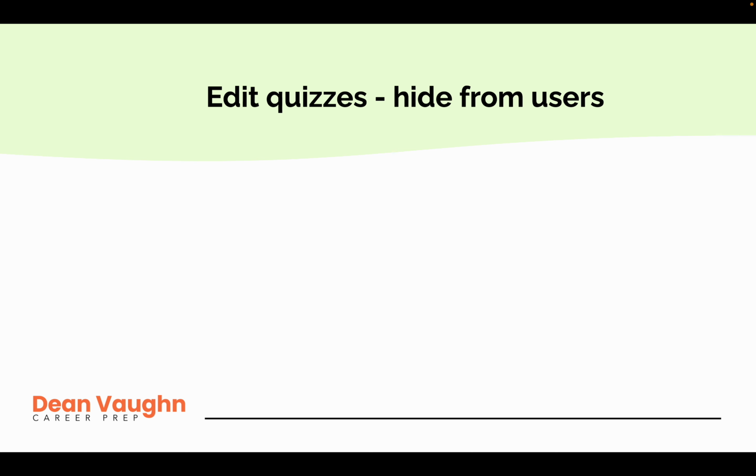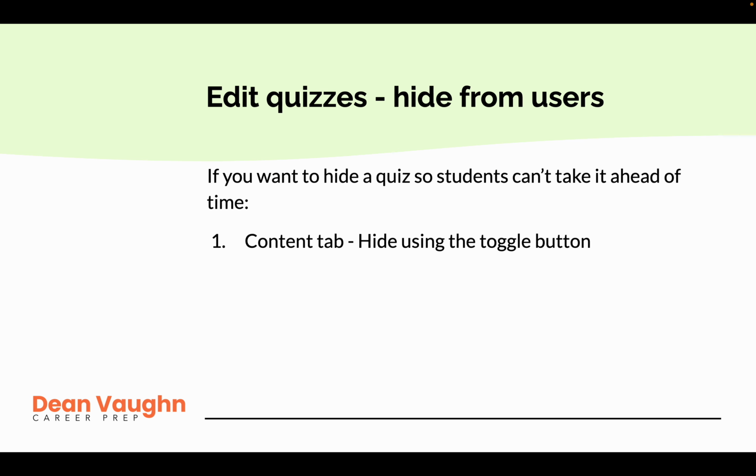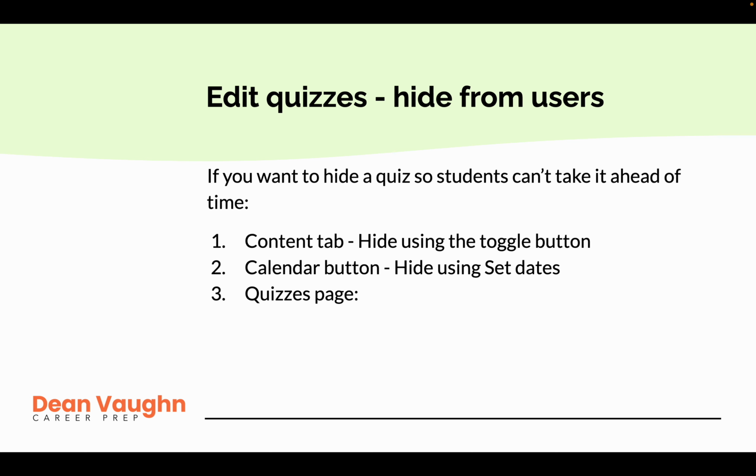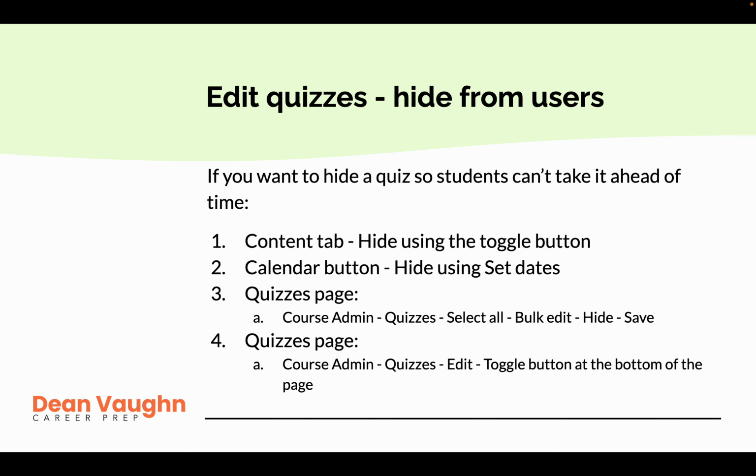So there are a couple of things you can hide and actually modify when it comes to quizzes. One of them is that you can hide quizzes from your students. If you want to hide a quiz so students can't take it ahead of time, you can go to your content tab and then hide a quiz using the toggle button as discussed previously. You can also go to your calendar page and then click a button to hide using set dates.